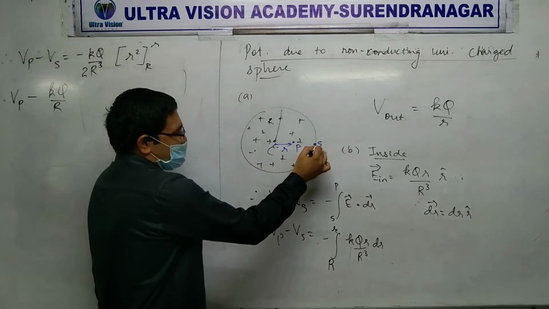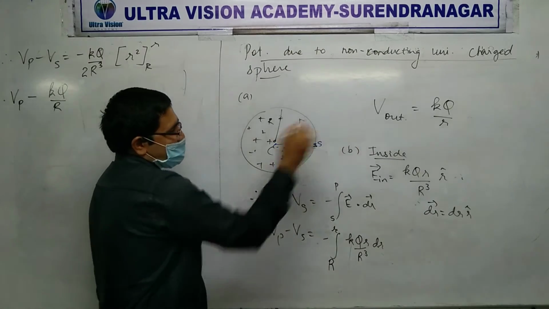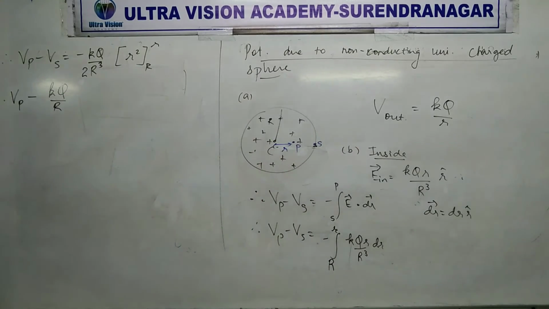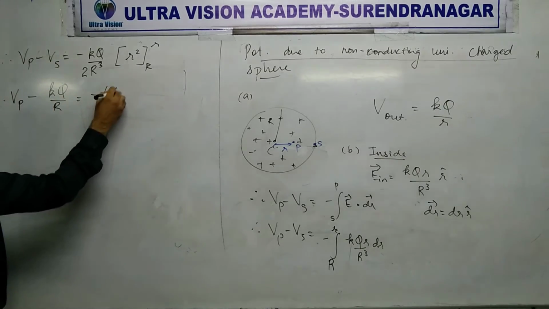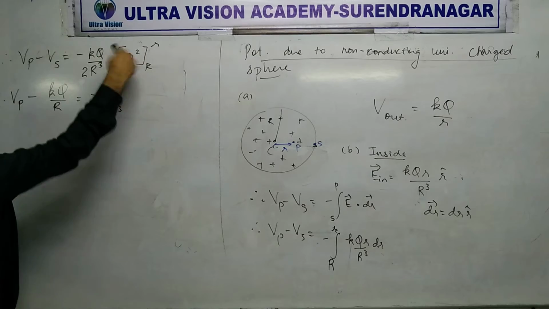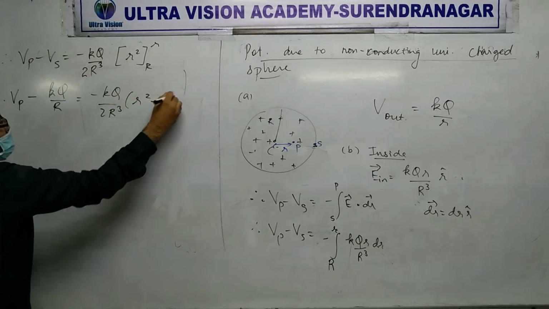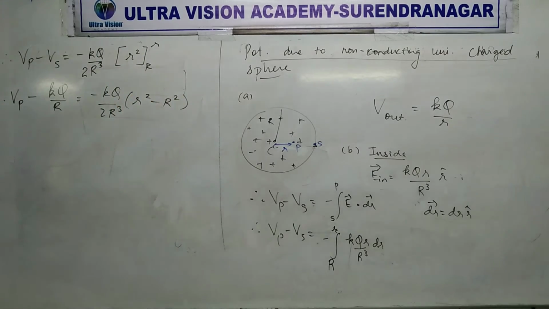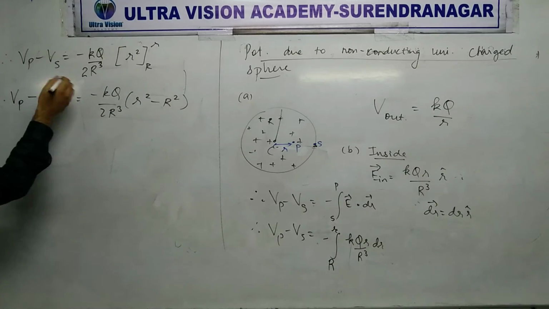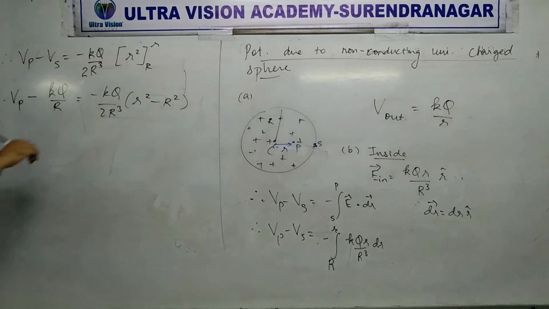Because this point can be considered to be outside, there the distance will be capital R. So kq by capital R is equal to minus kq by 2R cube times (3R squared minus small r squared). Got that? Okay. Now those who are great at mathematics will cancel k with q and one R.